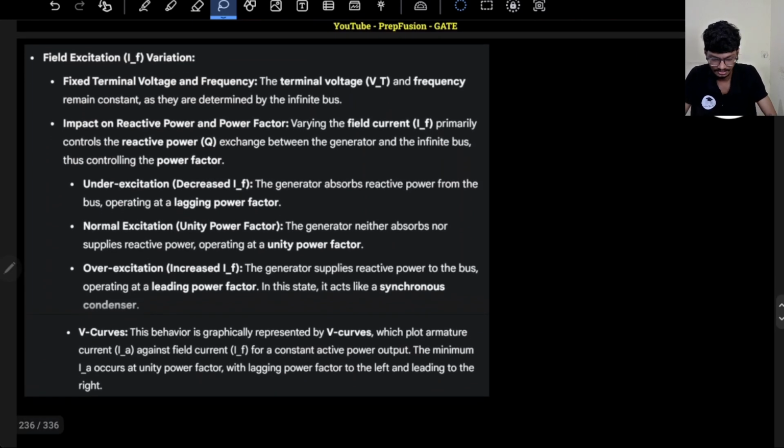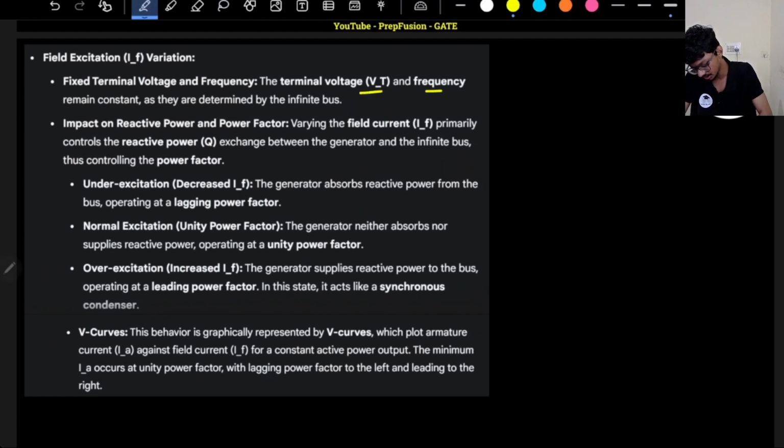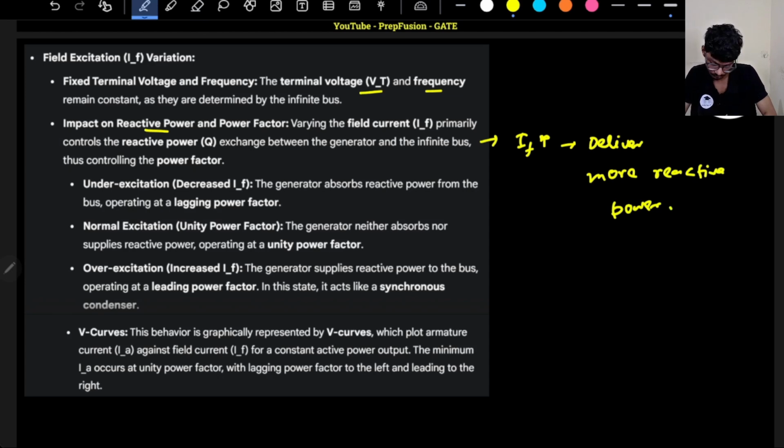Now if I'm changing the field excitation, we have already discussed this. If I'm changing the field excitation, what will happen to the active power? The terminal voltage and frequency will remain constant, that is for sure. What will happen to the reactive power? If I'm changing the field excitation, that is, providing more flux, the reactive power delivered will increase. If I'm increasing IF, it will deliver more reactive power. That is the conclusion.